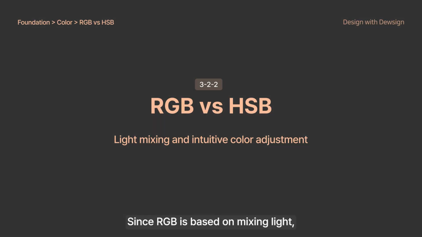Since RGB is based on mixing light, it can be quite complex and difficult to use when designing a system. Instead, we need to handle color more like a chef. Let's take a look at the HSB model, which allows us to design colors intuitively, just like choosing a sauce and adjusting the amount of water and the heat, and see how it differs from RGB.